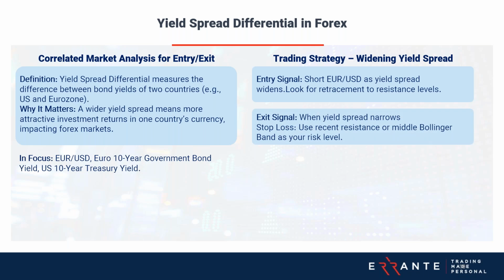And on the exit side, traders should monitor when the yield spread narrows. The signals of potential convergence between the bond yields, for example, when we have a higher yield in the US 10-year treasury bond compared to the euro bond, signal a potential reversal in the trade, prompting an exit to protect profits. Setting a stop loss around recent resistance or using the middle Bollinger Band level can help manage risk in these trades.